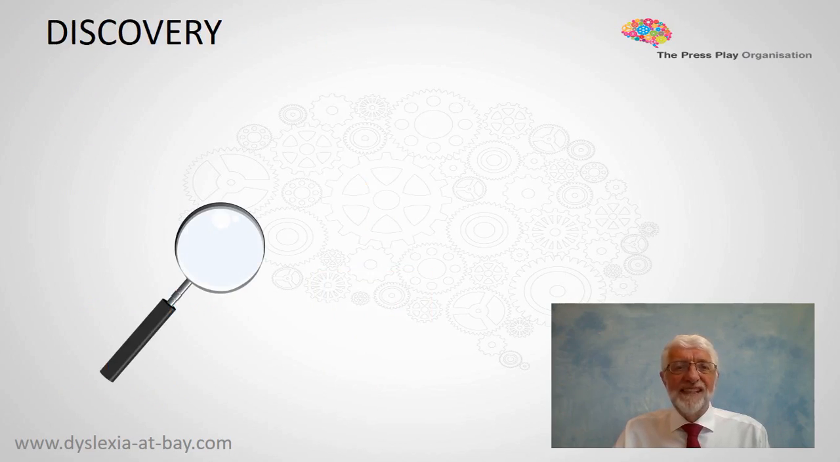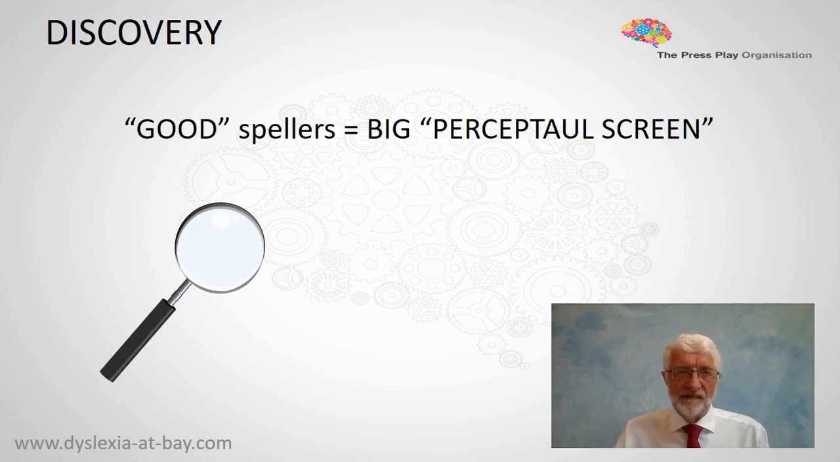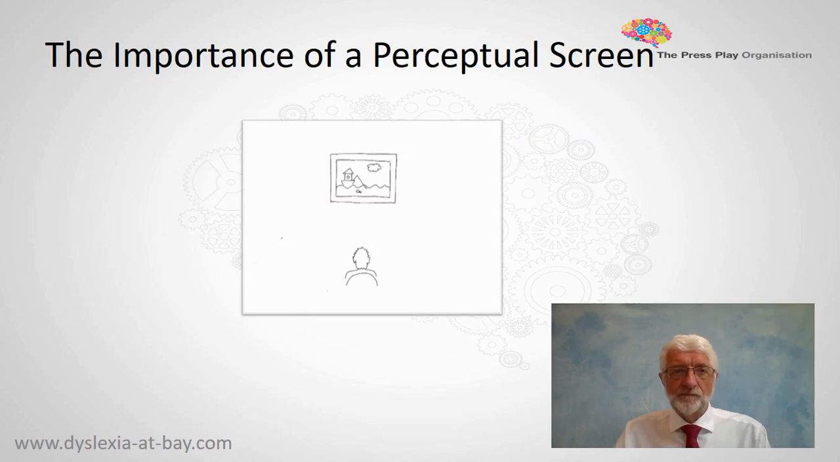So you've now made a discovery. What you've done is you've discovered your perceptual screen. The perceptual screen is where you actually put pictures of faces, pictures of buildings, pictures of words, etc. It's how we see, how our mind's eye sees, on the perceptual screen. And good spellers have a big perceptual screen that big words can fit on. So let's look at the importance of it.